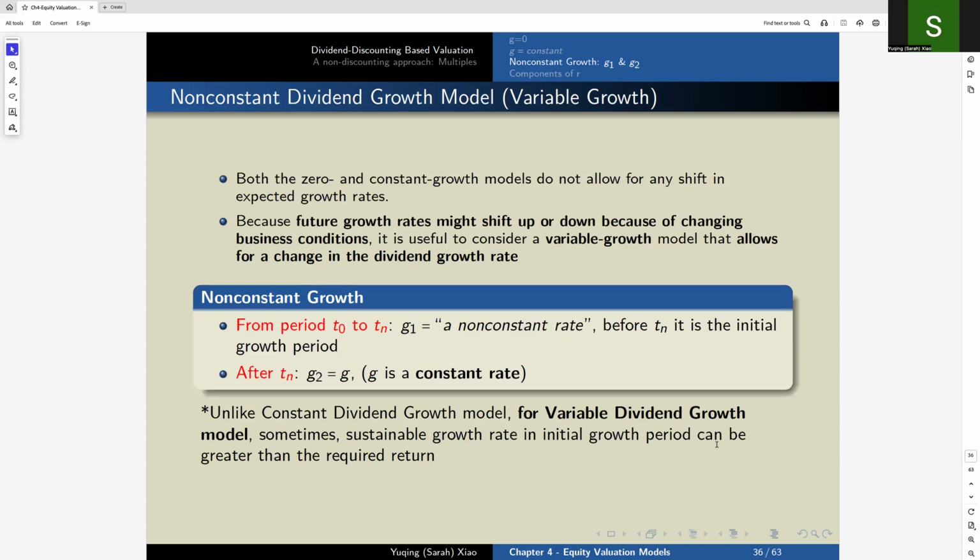Now, in reality, not all companies grow at a constant rate. Many firms go through life cycle stages. A young firm might grow very quickly in its early years, reinvesting everything to expand, but eventually that rapid growth slows, and the firm settles into a more stable, mature phase with slower growth. To handle this, we use the non-constant growth model.